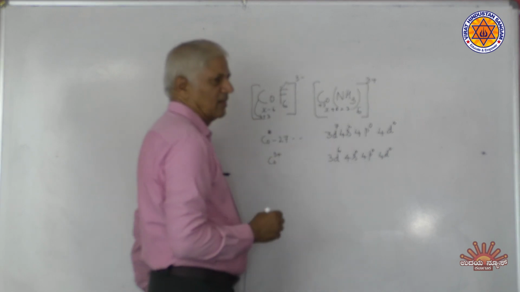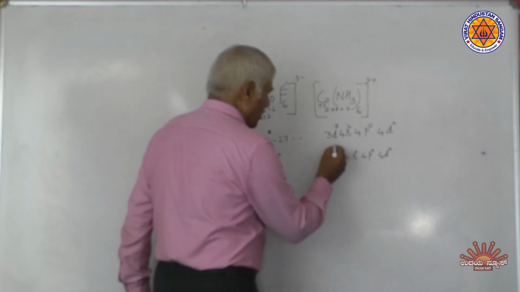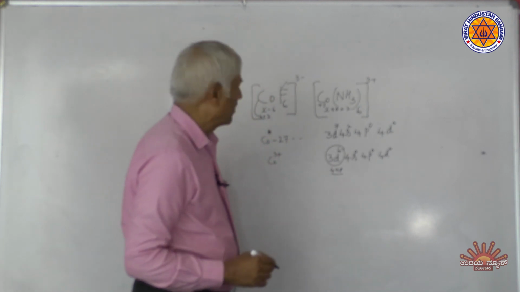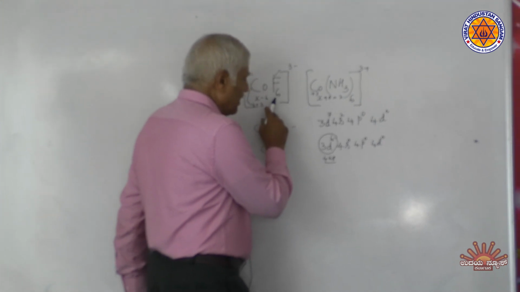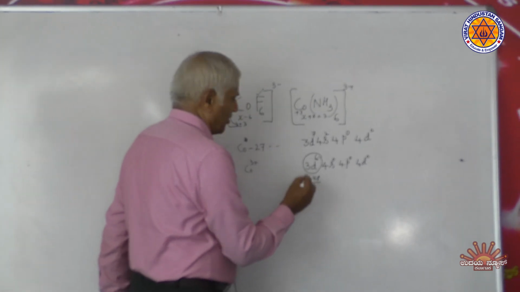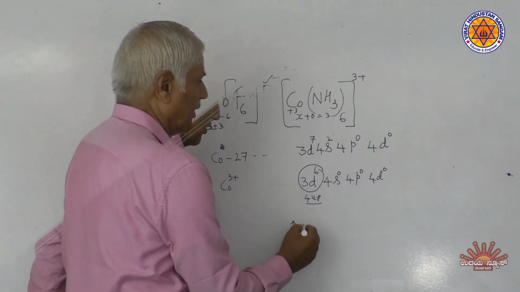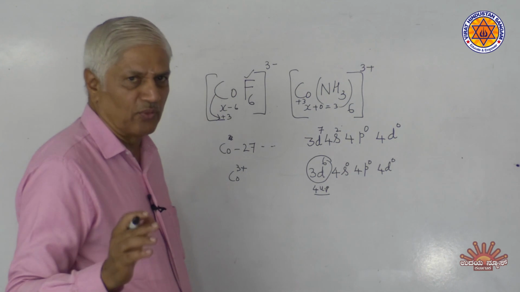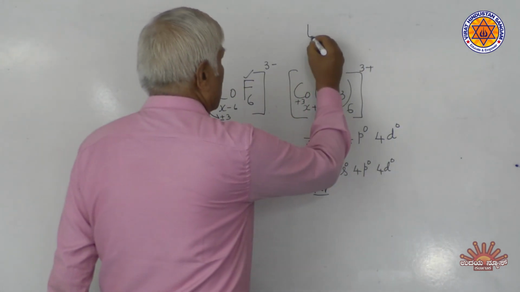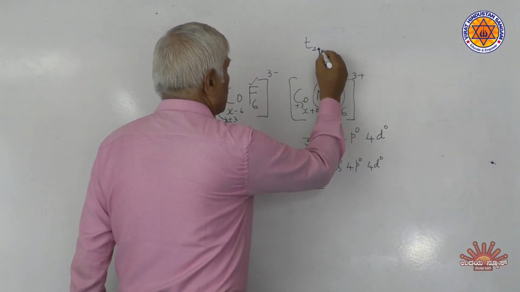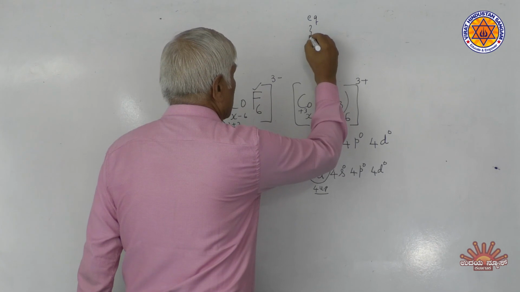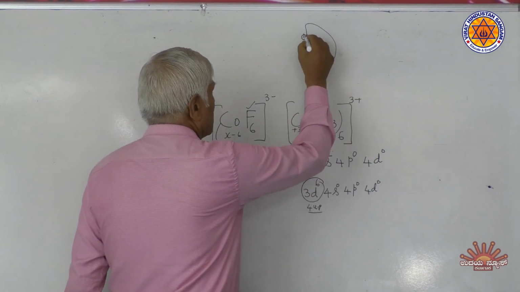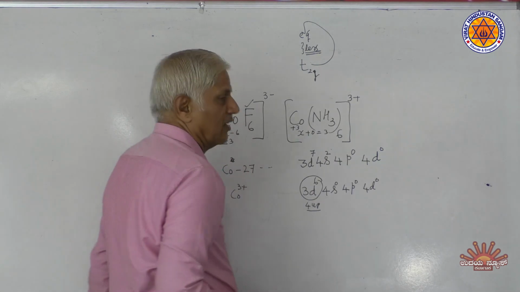When the ligand is weak, out of these 6 electrons, 4 are unpaired electrons. F minus being a weak ligand cannot pair up these electrons. So, we have 6 electrons in 3d6, with 4 unpaired electrons. In cobalt, ligand is weak, meaning the energy gap between t2g and eg is very little. The electrons can easily occupy eg orbitals instead of getting paired into t2g.